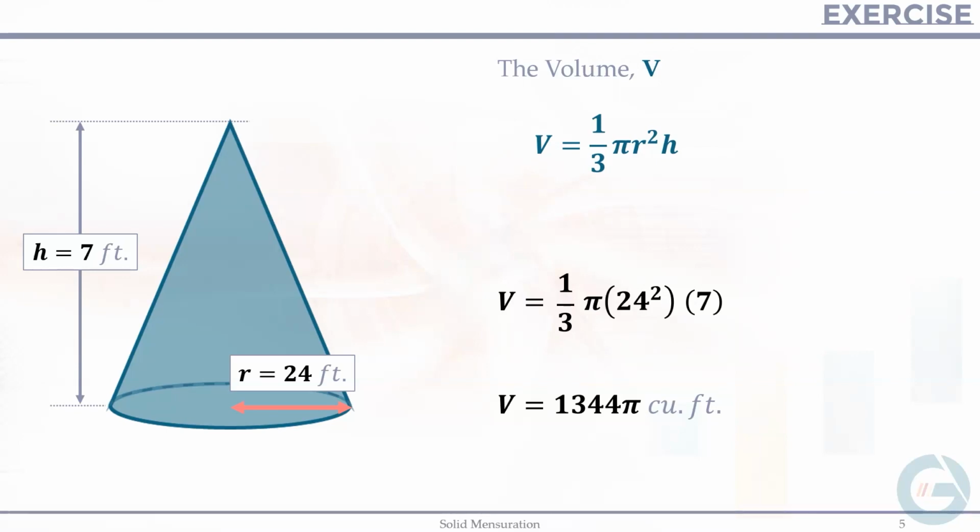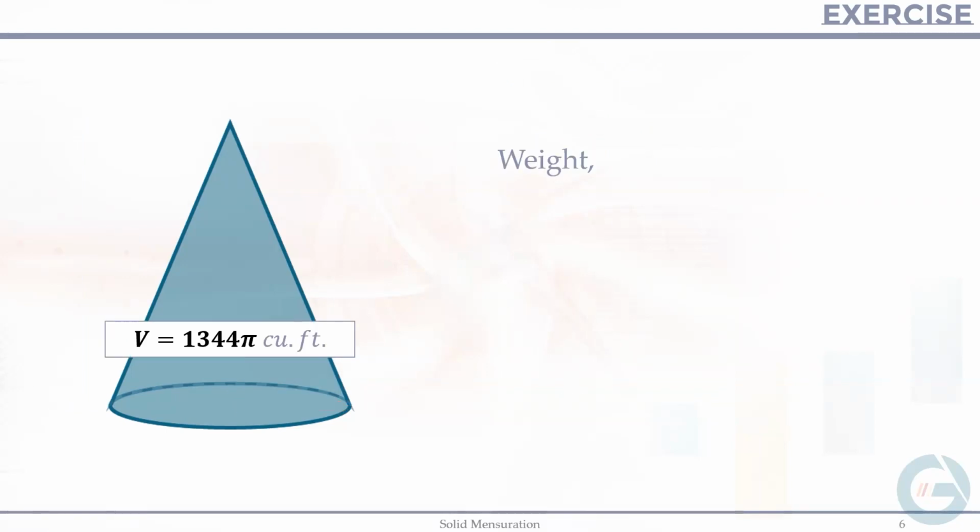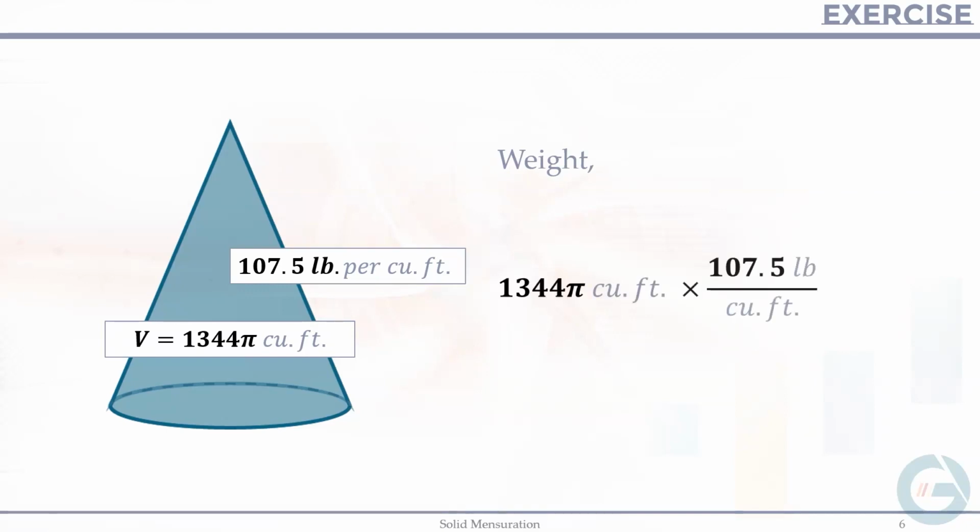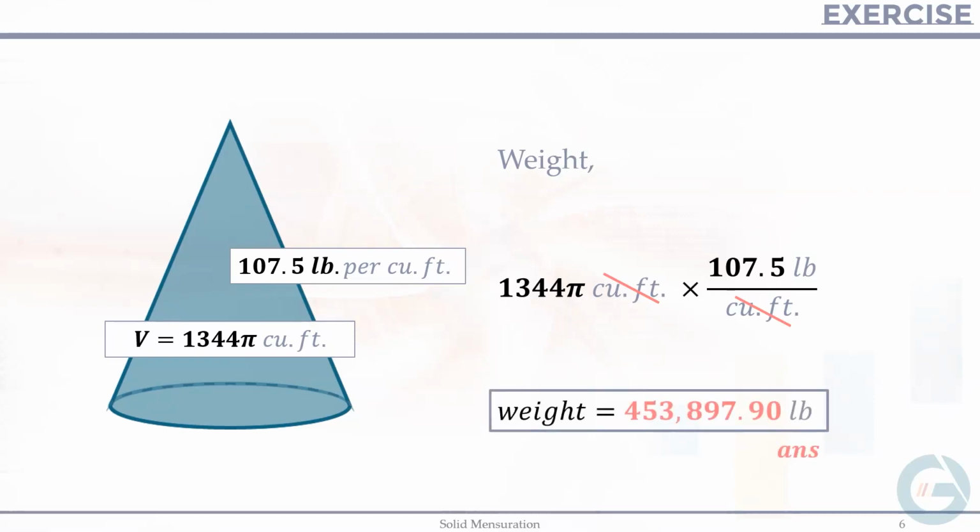Okay, so we are ready now to calculate for the weight of this sand. So we have the volume of the cone, which is 1,344 pi cubic feet, and given in the problem is the density of the sand, which is 107.5 pounds per cubic foot. So we simply multiply the volume by the rate and check the denominator. So we have cubic feet, so this cancels out, and this will give us the weight of this cone, which is 453,897.90 pounds.